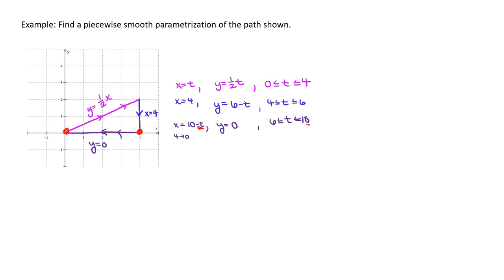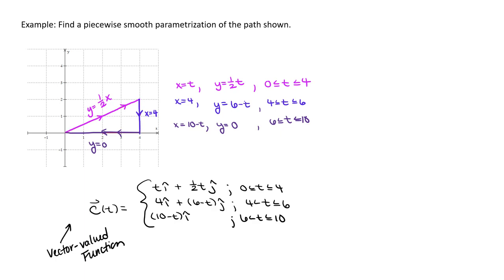All right, and that is my set of parametric equations. I could even write this as a vector valued function, a piecewise defined vector valued function. So we can describe the first path as the vector function t i plus 1/2 t j. So again, I'm just using my parametric equations for x and y as the x and y components in my vector valued function. And then I did the same thing with the other pieces here.